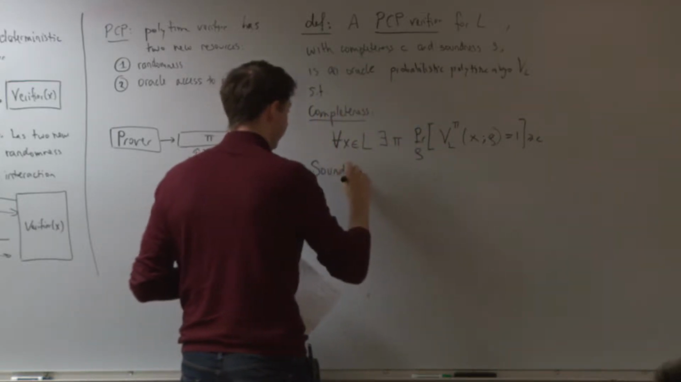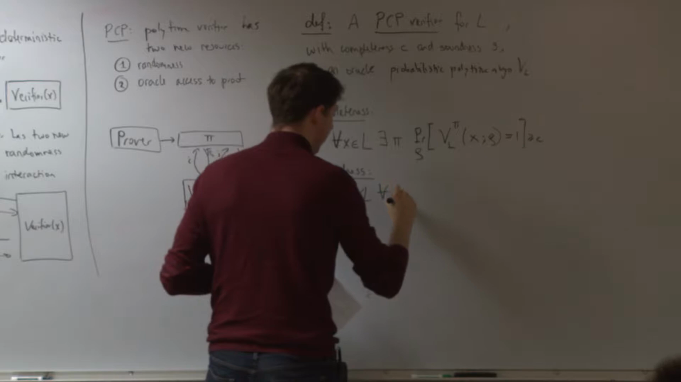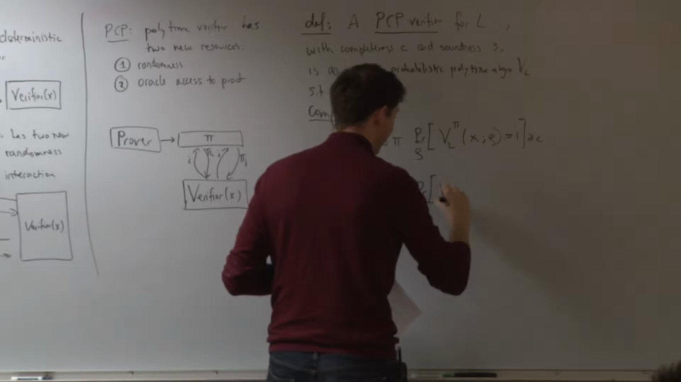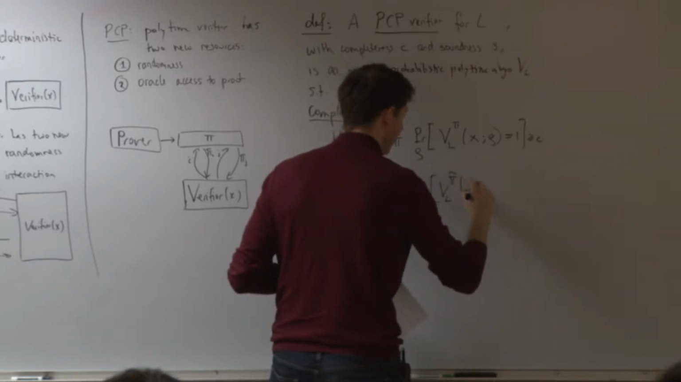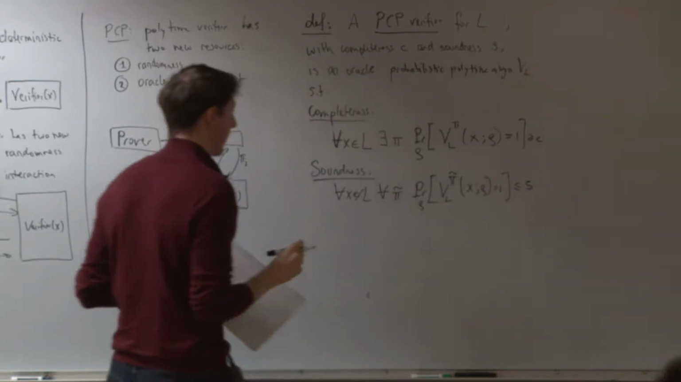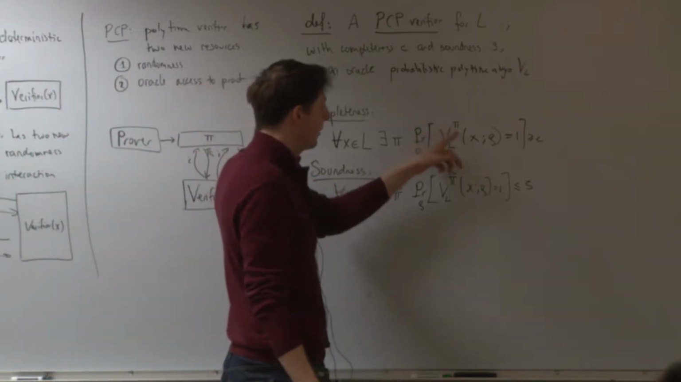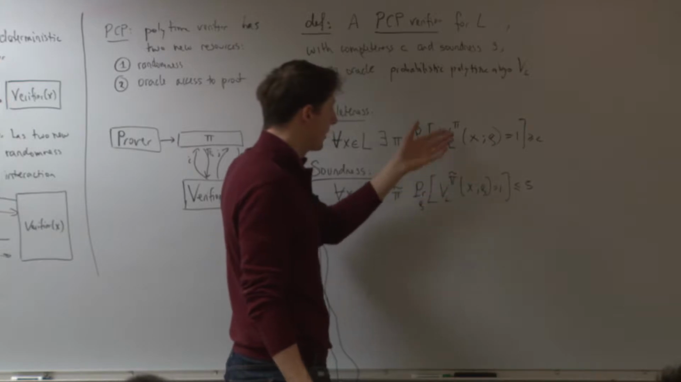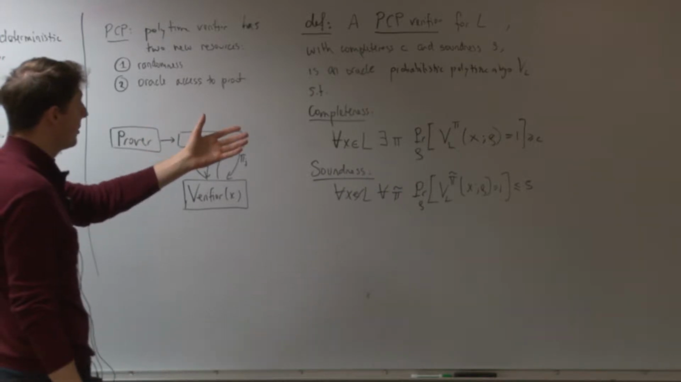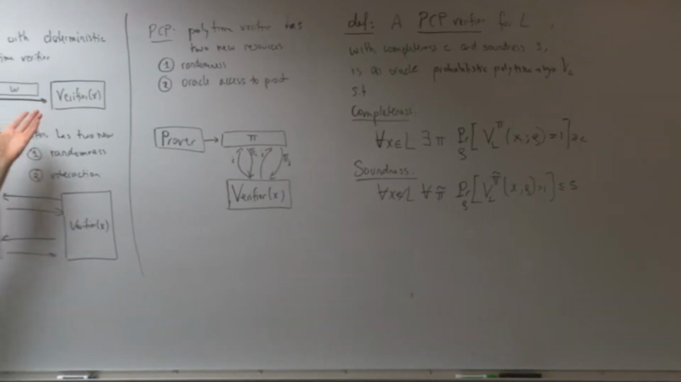Now for soundness, for every potentially malicious proof, the probability that the verifier will accept this proof on a false statement is bounded above by S. Okay? So notice that this is precisely the definition of an NP, but for the fact that now you get to flip randomness and query your proof wherever you want. Okay, so it's almost, to some extent, the difference between a PCP verifier and an NP verifier is much smaller than the difference between an IP verifier and an NP verifier, right?